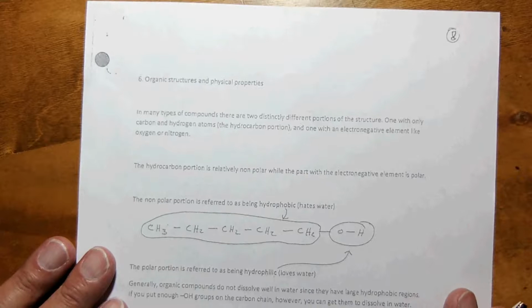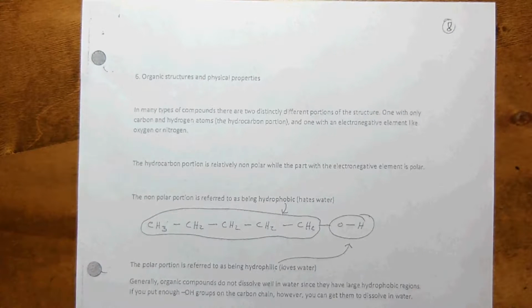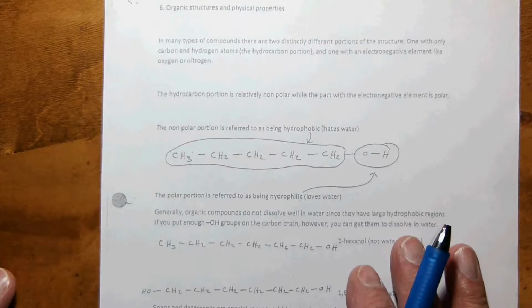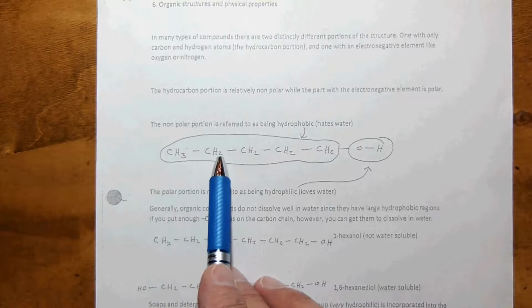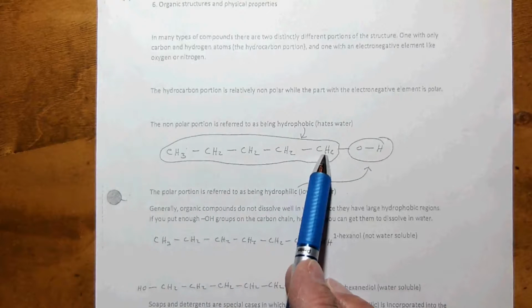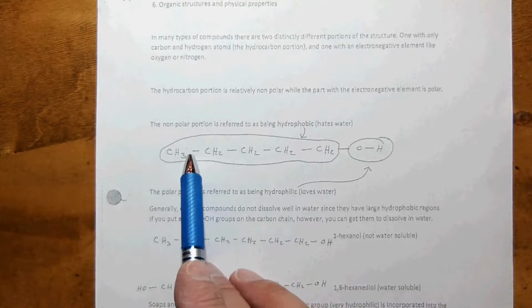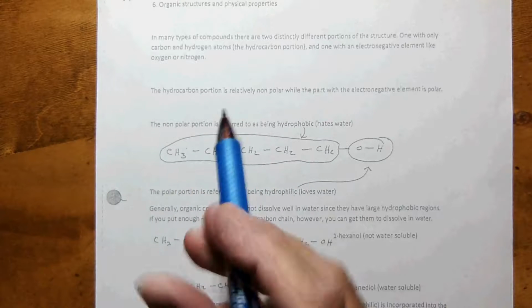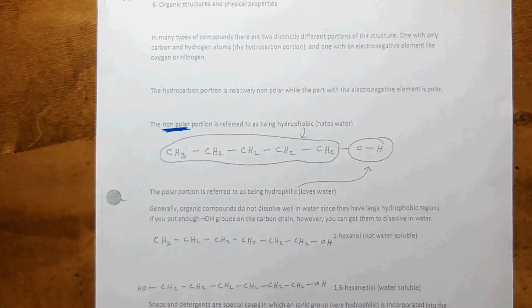Okay, last thing to talk about, organic structures and physical properties. Now, the basic thing you really got to know in organic is these carbon chains. Remember, a lot of organic involves these chains of just carbons and hydrogens. When you have just carbons and hydrogens, that's pretty much non-polar. So, carbon and hydrogen together makes for something that is not polar at all.